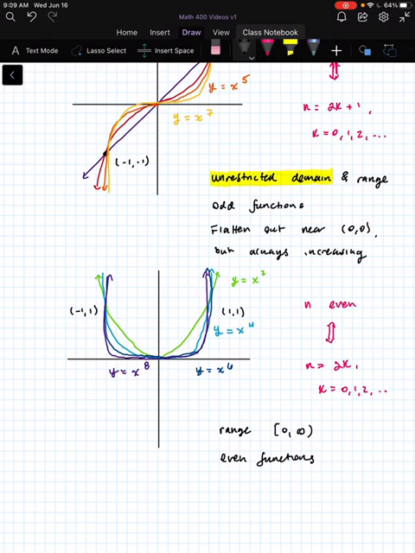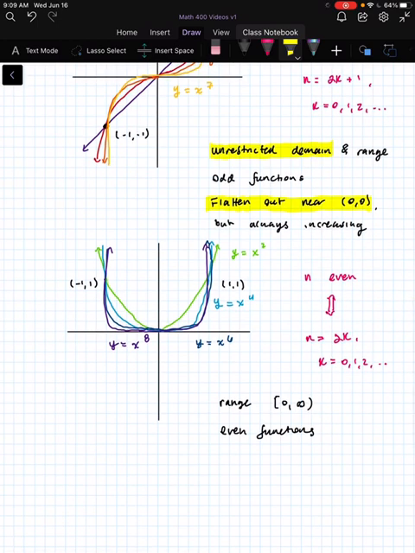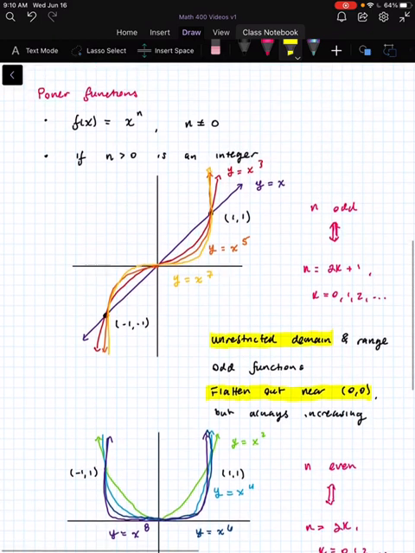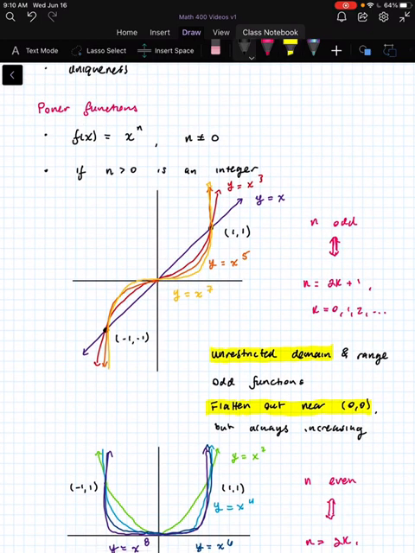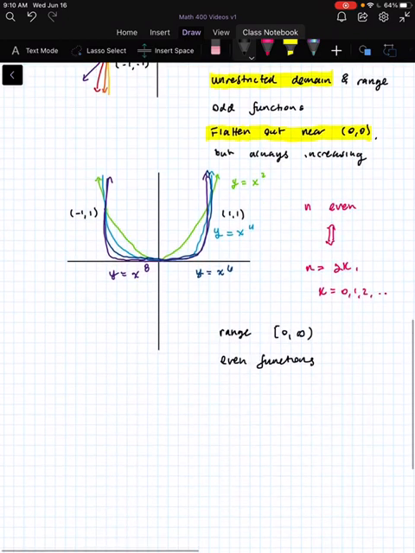you'll notice because they're mirrored across the y-axis, so they exhibit symmetry across the y-axis. And they do flatten out near 0, 0, but they're not always increasing. So in one half of its domain, it is increasing, and in the other half it's decreasing. So that's the first case. Let's label these. Let's call this case 1.